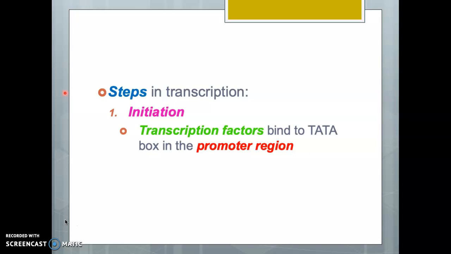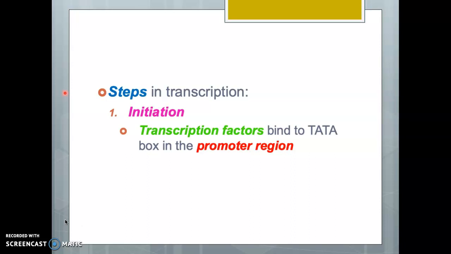There are a couple parts to the initiation part of transcription. The first part being that there are these proteins called transcription factors. You're not going to have to know what the names of them are, what they look like, what order they attach, just transcription factors bind to or attach to something called the TATA box in the promoter region of the gene. Now, we said in the first video that the promoter region is the place where the transcription factors and the RNA polymerase are going to attach.